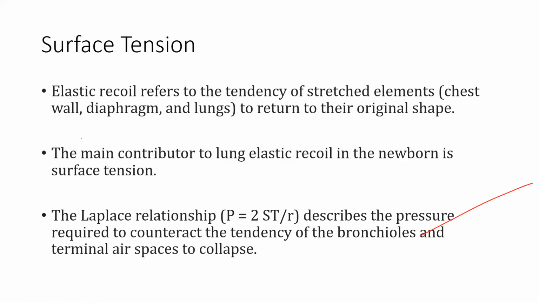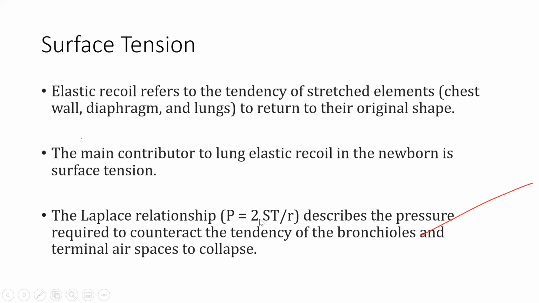Next comes surface tension. Surface tension basically refers to elastic recoil, the tendency of stretched elements to return. Basically, the main contributor of lung elastic recoil in the newborn is surface tension. As soon as we inflate the lungs, they have to come back, deflating. So what pulls the lung back is the surface tension. The tension that pulls the lung back into the expiratory phase is surface tension.